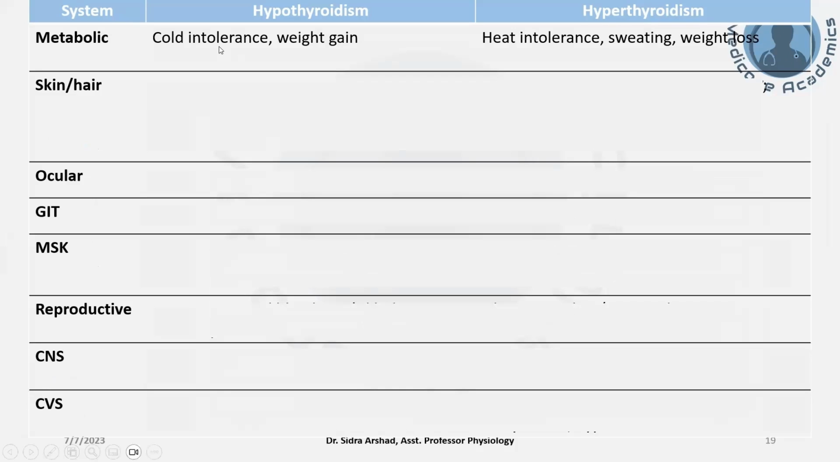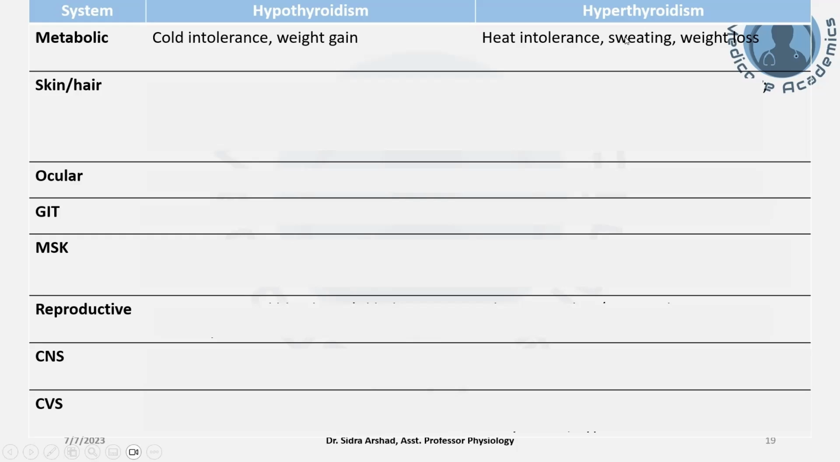So in hypothyroidism, the individual is cold intolerant because the basal metabolic rate of the body is now reduced. There is less heat production. The person is intolerant to cold because the heat generating mechanisms are not working. There is an increase in weight gain because of this reduced metabolism.